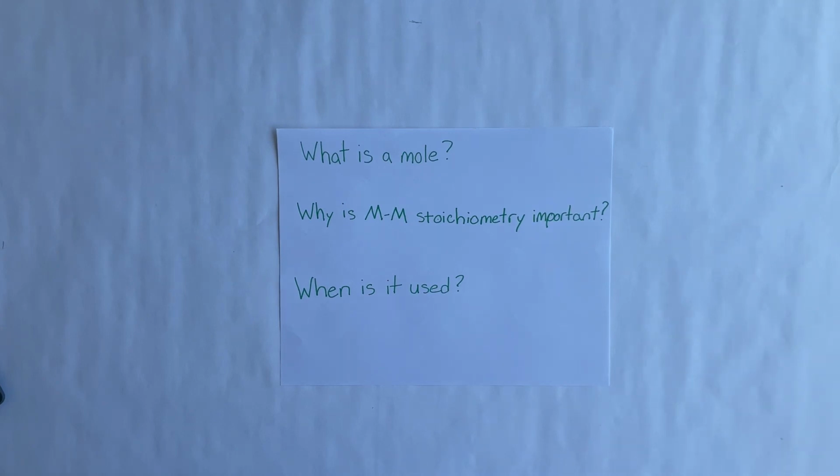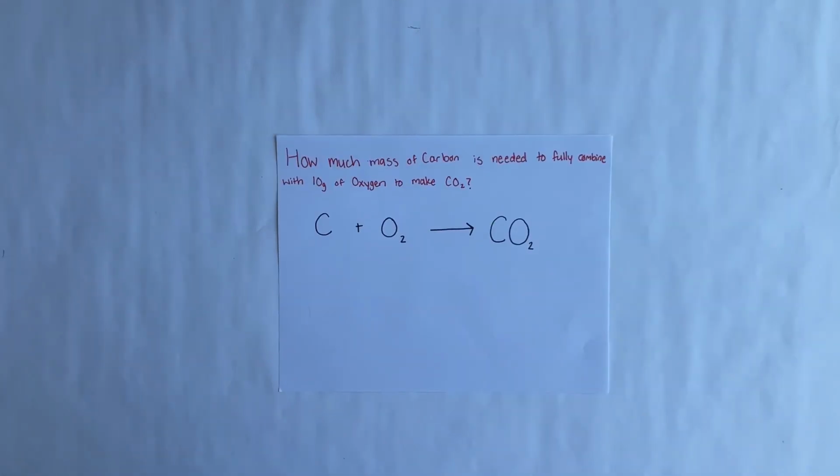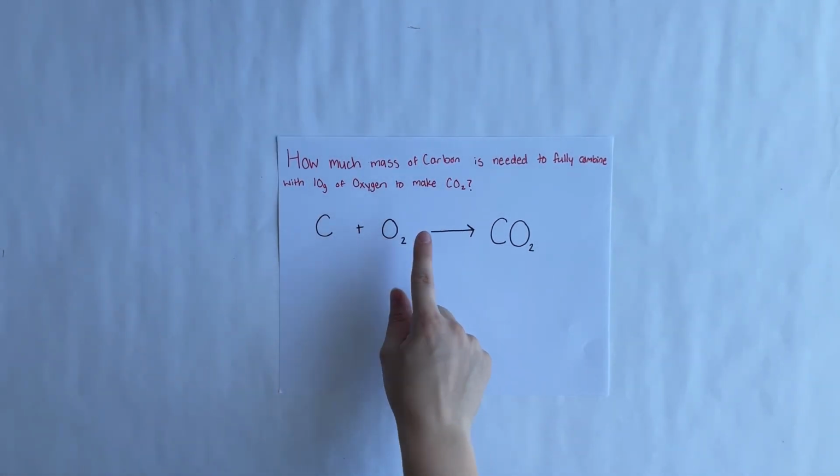When is this used? Mass-to-mass stoichiometry is used in pharmaceuticals. Pharmacists use this to find the exact amount of reactants needed to produce the wanted reaction of the medicine they are creating. Lastly, how can you solve for the mass of one substance when given the mass of another substance? To begin this problem, we need to figure out how much mass of carbon is needed to fully combine with 10 grams of oxygen to make CO2.